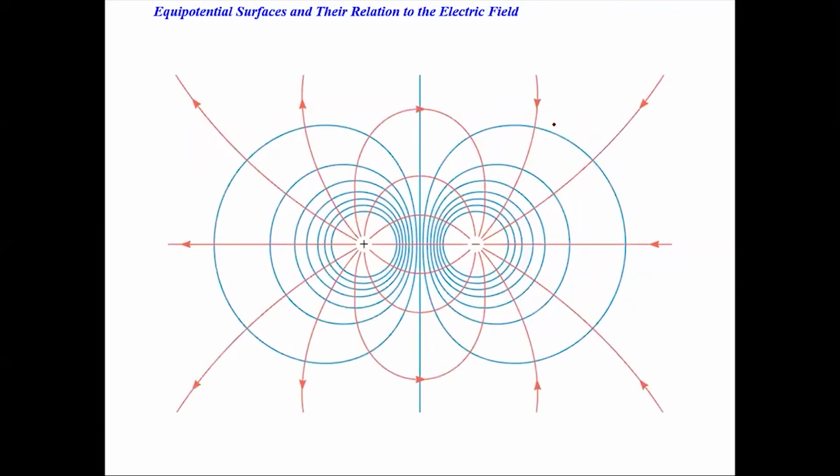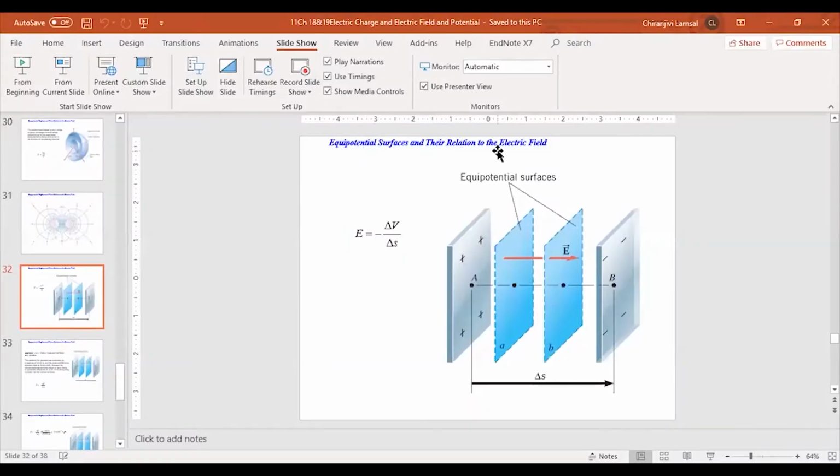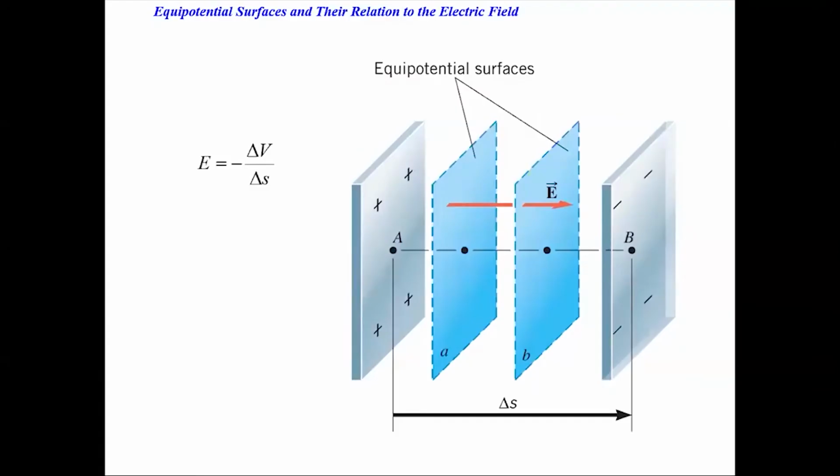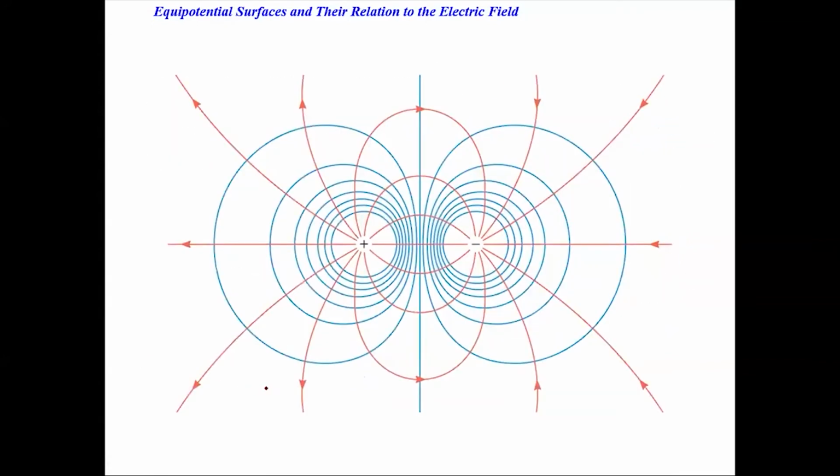Okay, this is the same thing but with a bigger, nicer picture: equipotential surface and its relationship to the electric field. Now I'm changing my charge configuration. In the previous case, we just had a charge at one point, right here in the center. We put minus charge on the right and plus charge on the left.